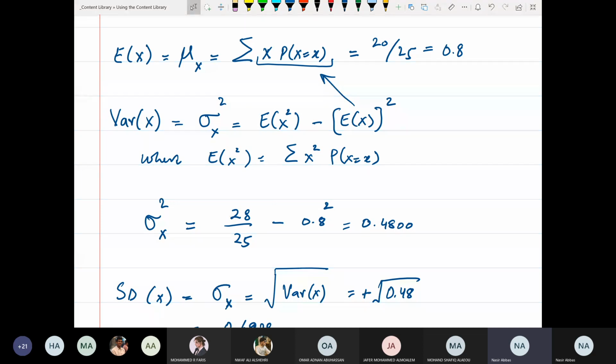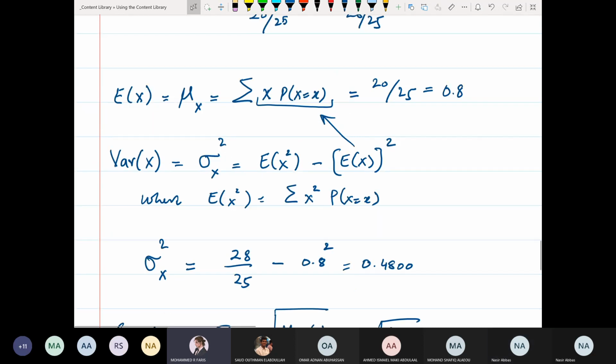Now, if you have a question from today's class, you can raise your hand. And if you don't have a question, you can leave at this point. So the answer of this question is 0.8. The answer is 0.8. Yes, okay. Thank you.